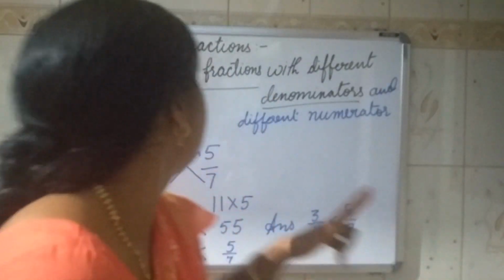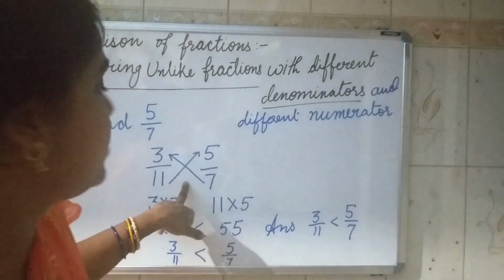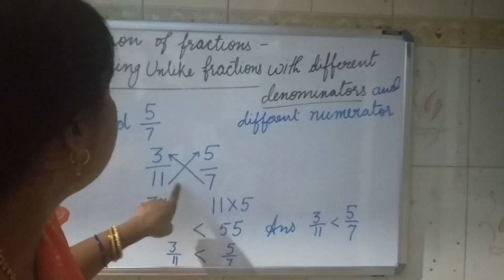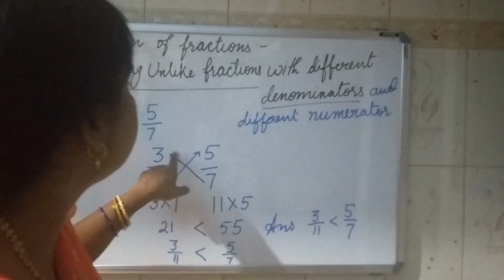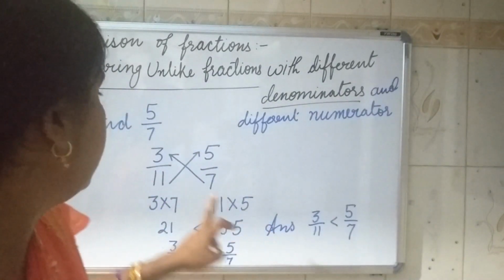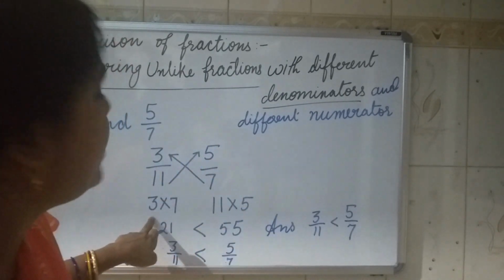In that case, what we have to do, we have to use the process that is called the cross multiplication process. Be careful, the side where the tail is, we will not write the product on that side. The side where the arrow is there, we will write the product on that side. So 11 into 5 we will write down this side. 7 into 3 we will write down this side.